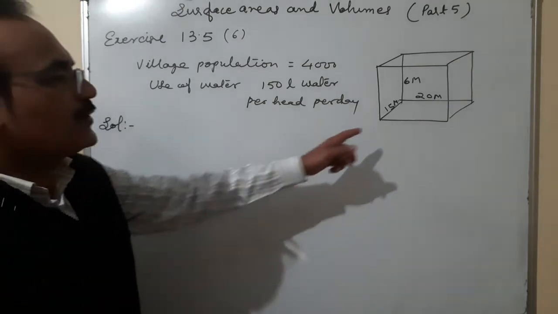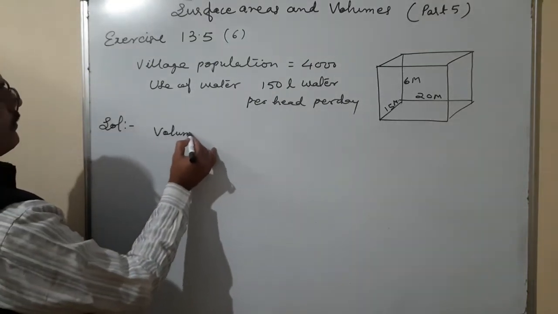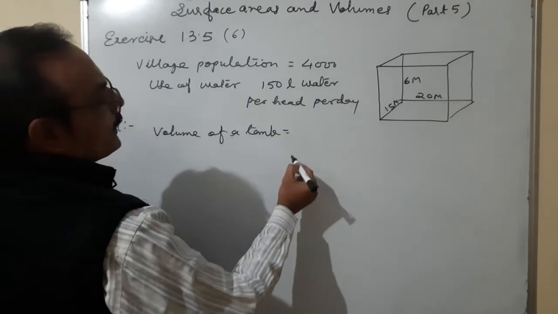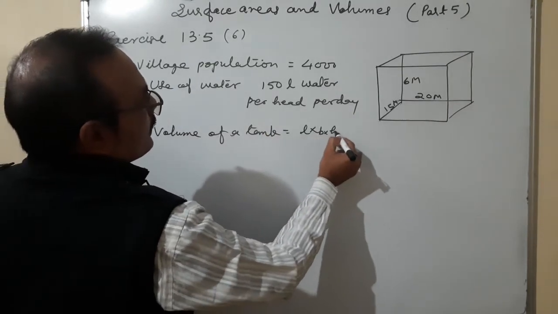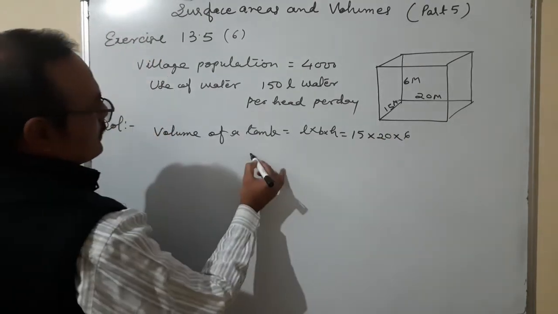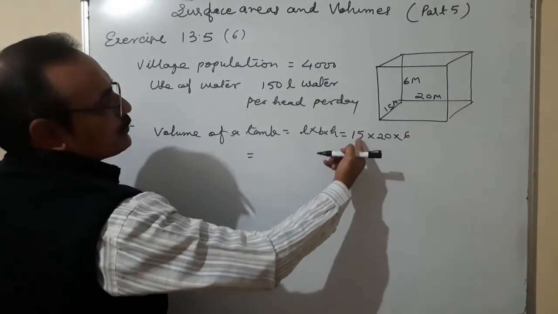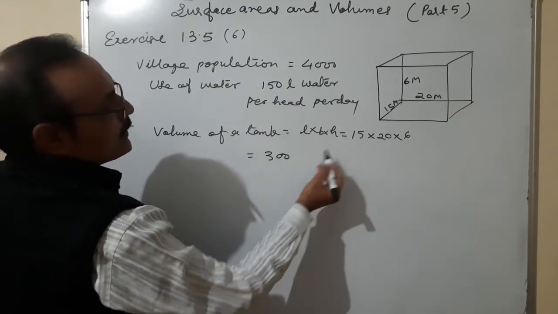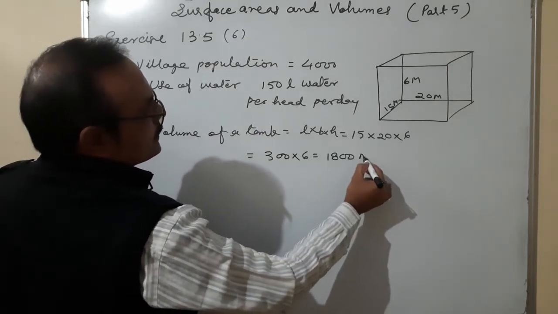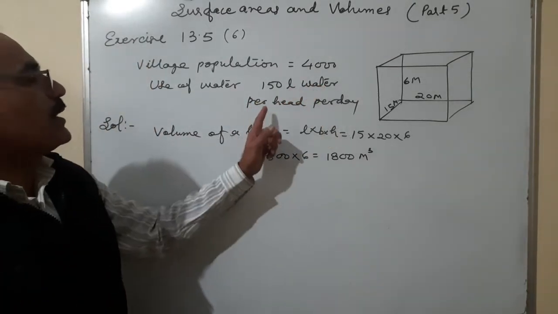So first of all, we are going to find the volume of a tank. Volume of a tank is equal to L into B into H. It means 15 into 20 into 6. So the result is coming 15 twos are 30, 300 multiplied by 6, 1800 meter cube.